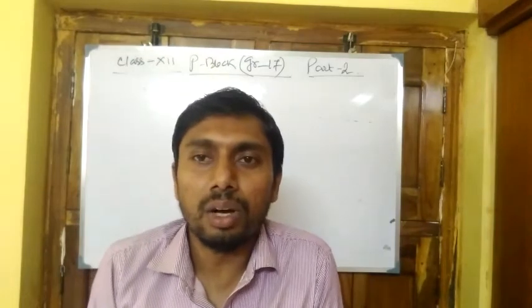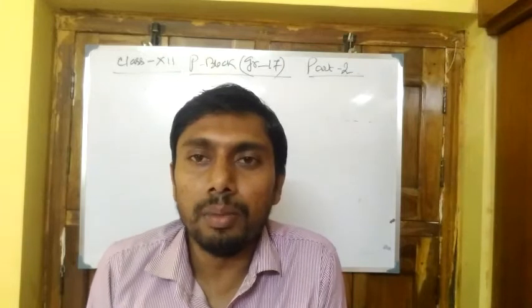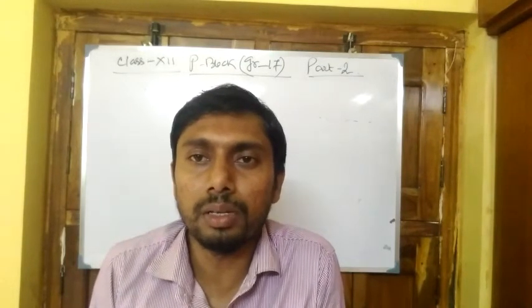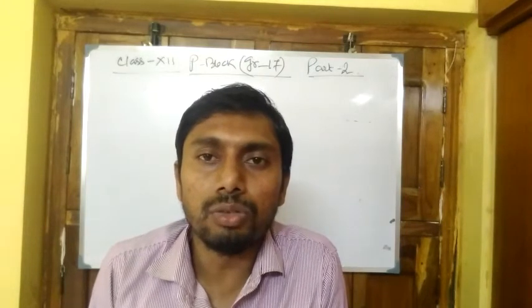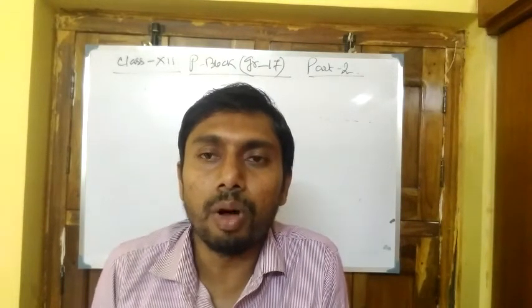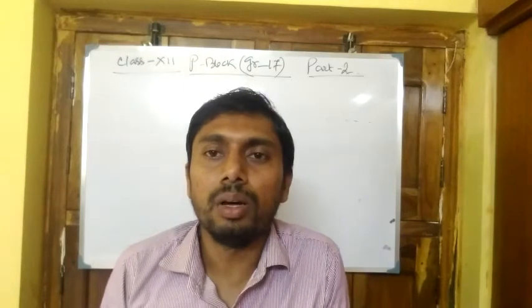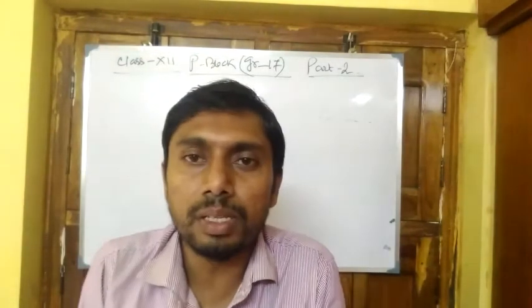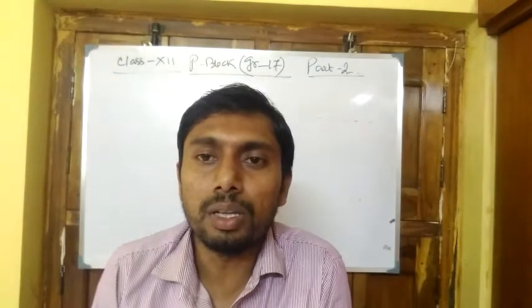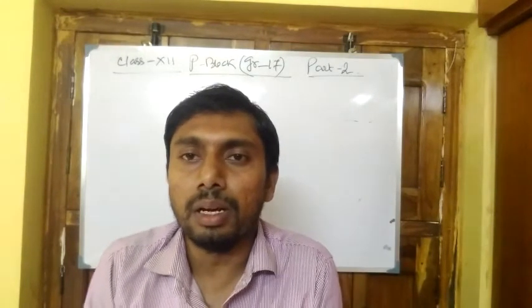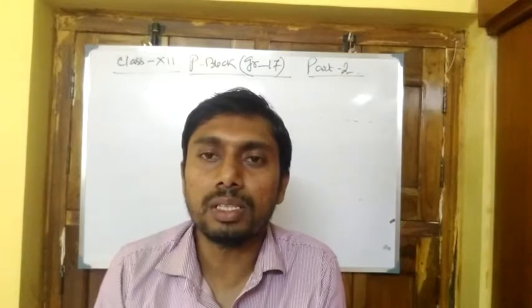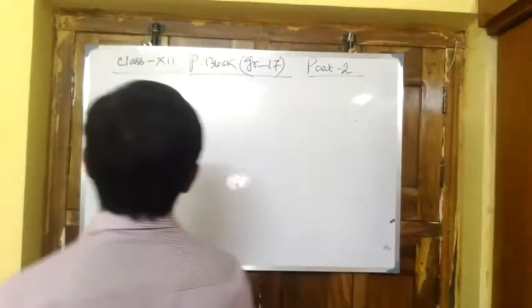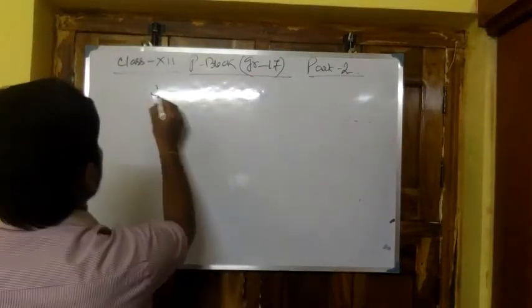Now we are discussing the group 17 elements. There was only one period on this chapter, that is group 17 elements. Today I will discuss the next portion of the group 17 elements. In the previous classes we discussed the physical properties of the group 17 elements. In today's class we will discuss the chemical properties of group 17 elements. So the discussion is on chemical properties.